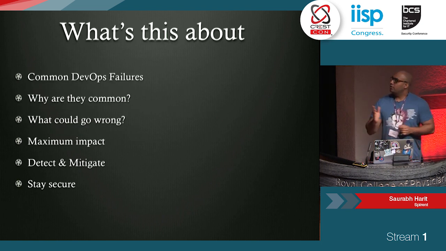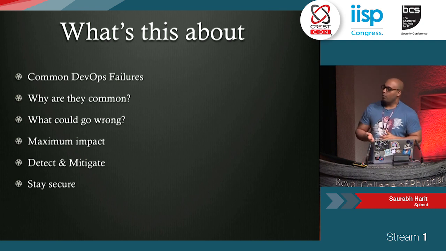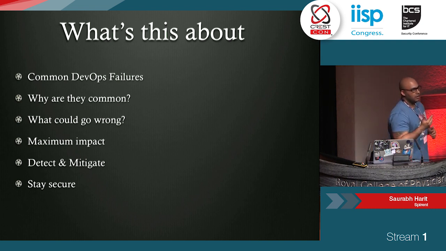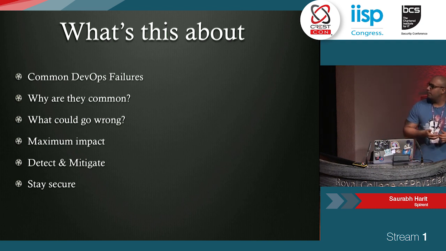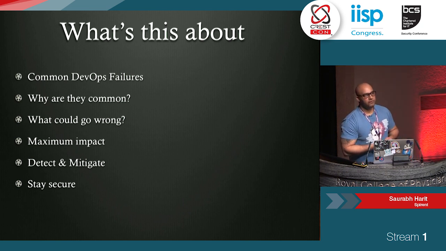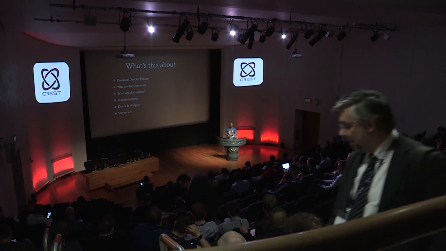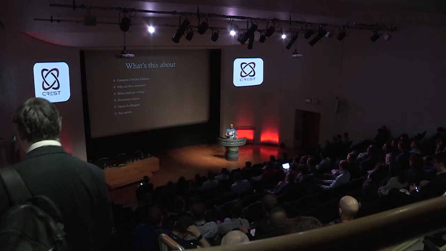Right, so these are some of the things that we'll talk about. What are the common DevOps failures, why they are common, why we come across these things often, and what could go wrong with these kinds of misconfigurations. What could be the impact of having those simple mistakes or misconfigurations on a corporate network, and how to detect and mitigate those particular issues and stay secure.